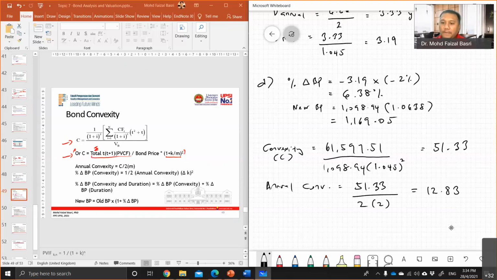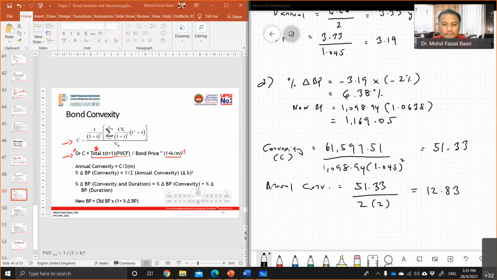Okay, 12.83. So far we've done up to the annual convexity. Next, should I go with the question or should I go with this one? I think I'll go with the flow of the convexity first, even though it will not be in the sequence of the question. Anyway, we've already calculated the annual convexity.